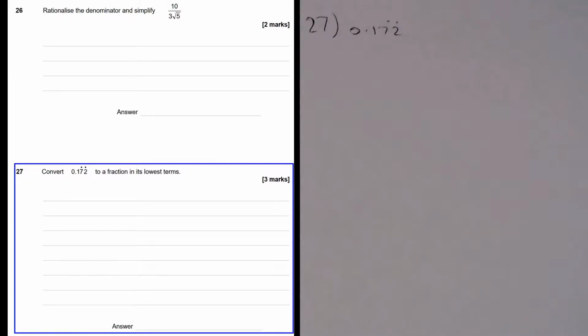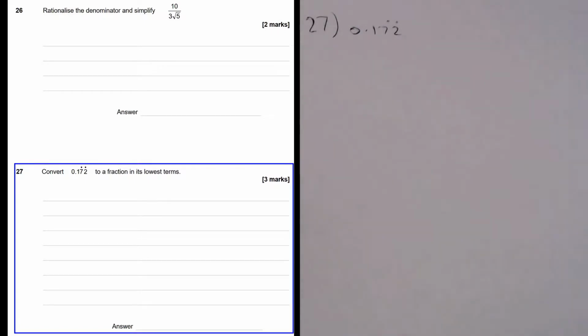In question 27 we are asked to convert the decimal 0.172 recurring to a fraction in its lowest terms. Now when the dots are above the 7 and the 2, that means that the 7 and 2 parts recur, so it's 0.172727272, and that recurs. So how do I solve this type of question?